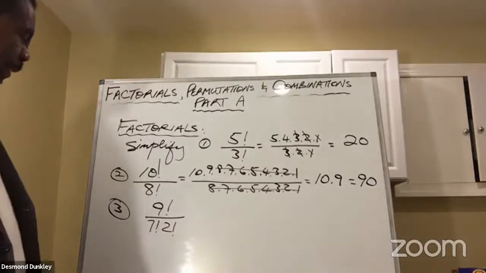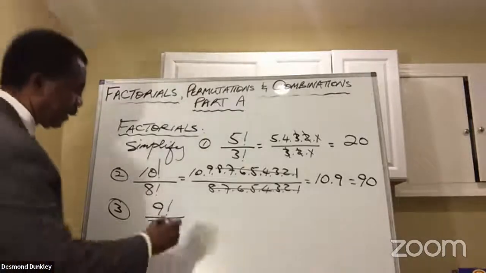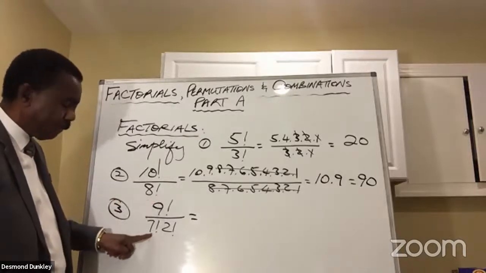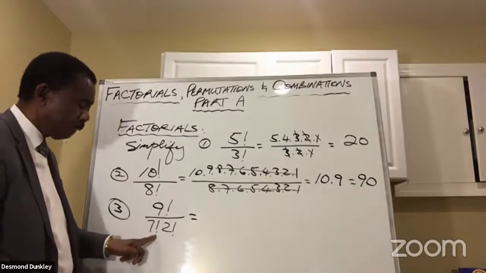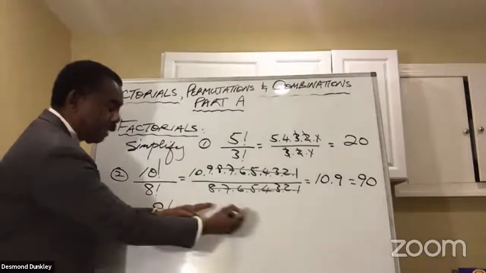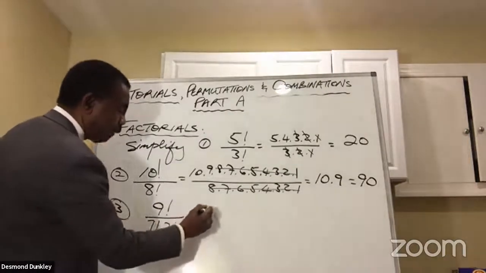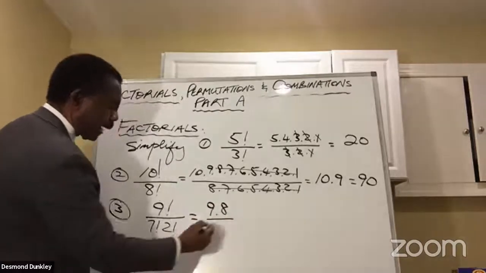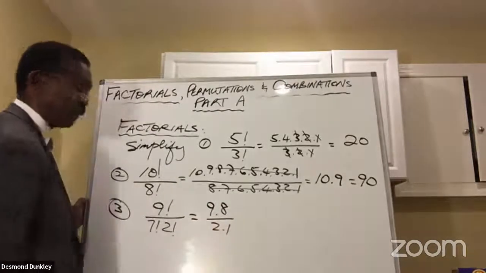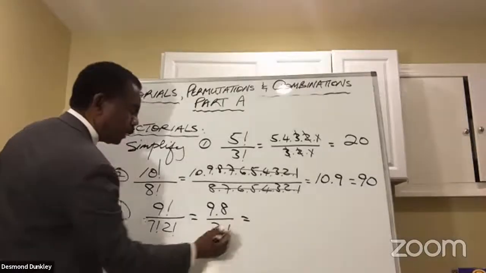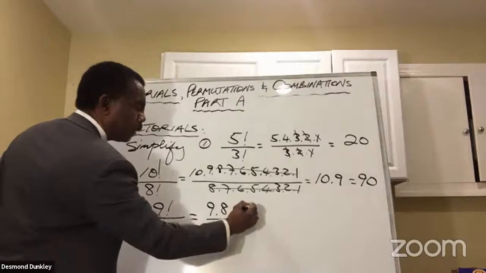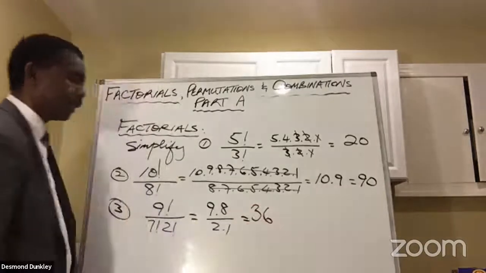Wow, that gets ugly very fast. Well, how do we approach that? Well, 9 factorial divided by 7 factorial, the 7 factorial cancels the last 7 items. So we're actually left with 9 times 8 over 2 factorial, which is just 2 times 1. So now we see 2 times 1 is 2, 8 divided by 2 is 4. So we see the answer is 36.